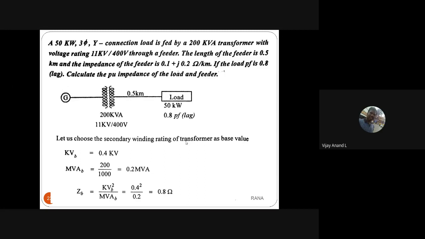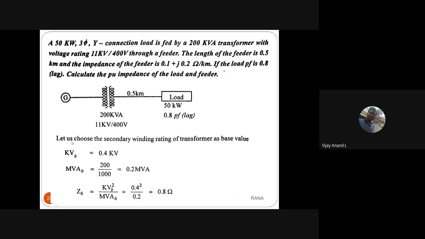In the first problem, we calculated the per unit impedance of a generator. In the next problem, we calculated the per unit impedance of a transformer. In this problem, we are going to calculate the per unit impedance of a load and the feeder. They have given a single line diagram. It consists of a generator and a transformer. That transformer is connected to a load through a transmission line of 0.5 kilometer.